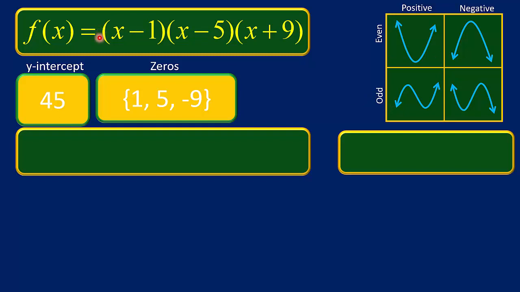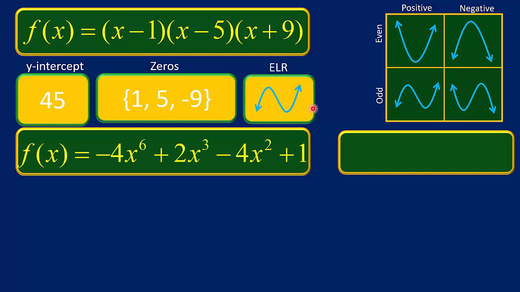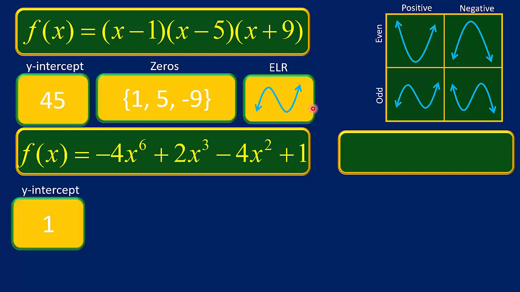See, the x cubed term is going to be positive, so it's going to behave like x cubed, this one right here. So there we have it. That's the extreme left and right behavior. Now let's look at this one. Here we have, well, let's find the y-intercept first. I just put a 0 in for x. I get a 1.